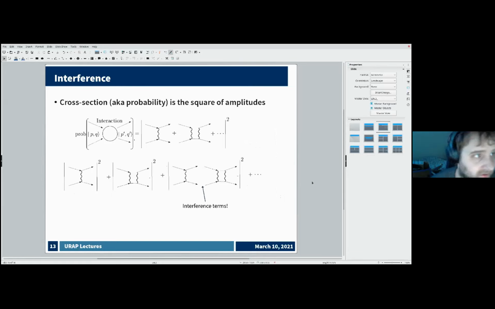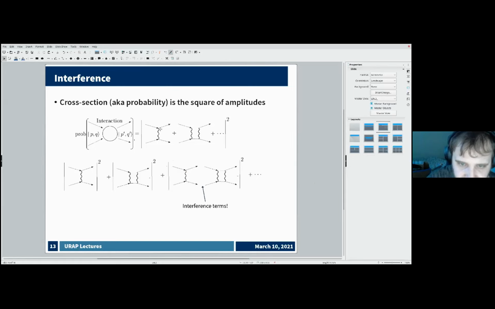The next thing I want to talk about is interference. This is how you actually sum these diagrams and turn them into a probability. As I mentioned earlier, you have to take all possible paths, which means all possible diagrams that give you your result at all orders of magnitude.